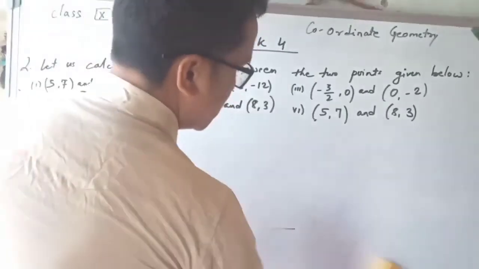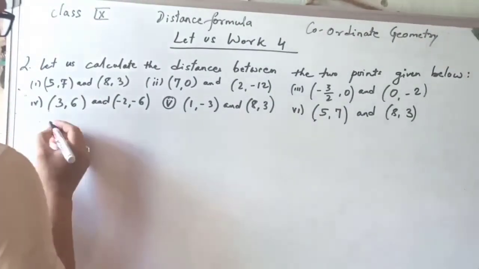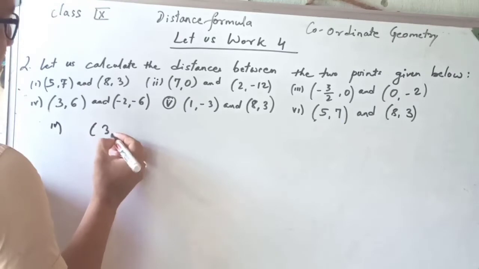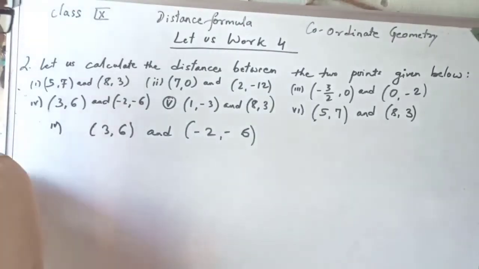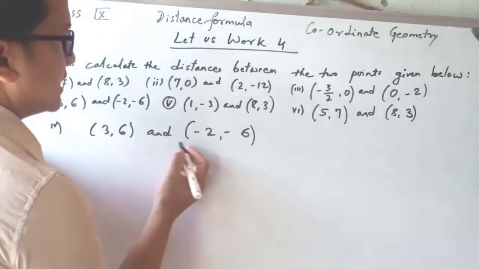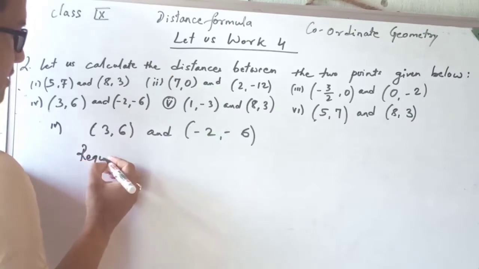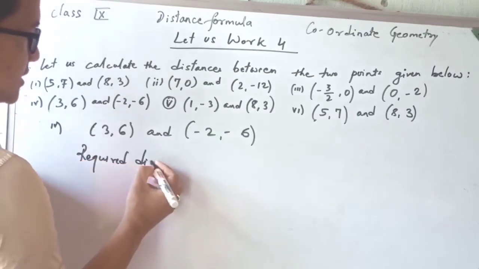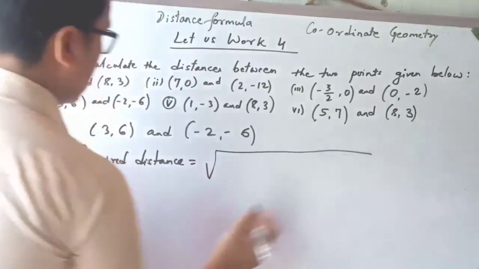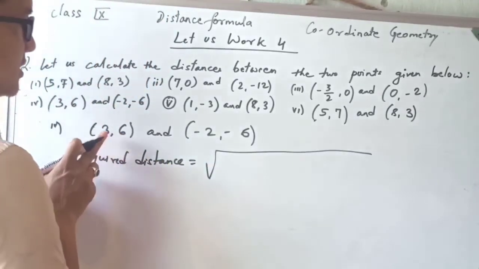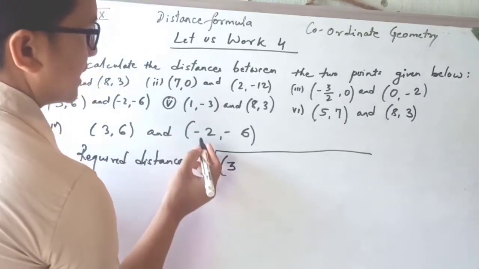Now we are going to do question number 4, which is 3, 6 and minus 2, minus 6. We have to write the required distance, and we have to write the square root, and we have to subtract the first numbers. Your first number is 3, and the other first number is minus 2. We have to subtract 3 and minus 2.